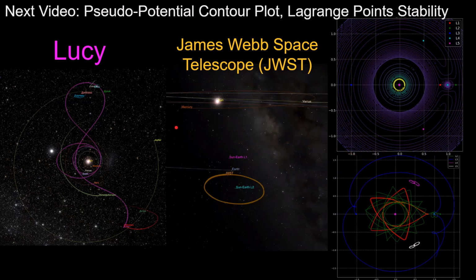And from that analysis, we'll also be able to figure out why there are asteroids stuck in the Sun-Jupiter L4 and L5 points, which are the targets for the Lucy mission, and why, even though L2 is not a stable point, the James Webb Space Telescope can be in a stable halo orbit around it. And in the next video, we'll be going over the pseudo-potential plotting function and the pseudo-potential plot and understand intuitively what it means before getting into the stability analysis.